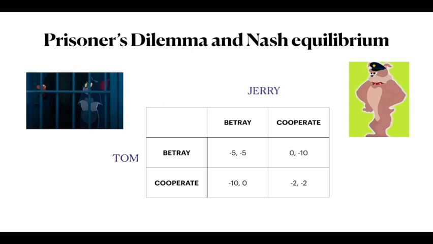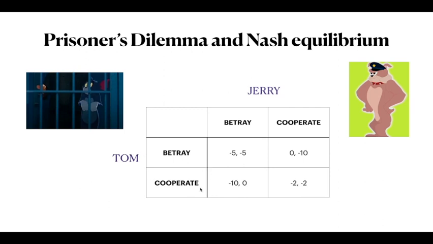And they're asked to make one of the choices. So the consequences are as follows. If both Tom and Jerry end up staying silent, if they end up cooperating, they get 4 years in prison in total. That is 2 years each.